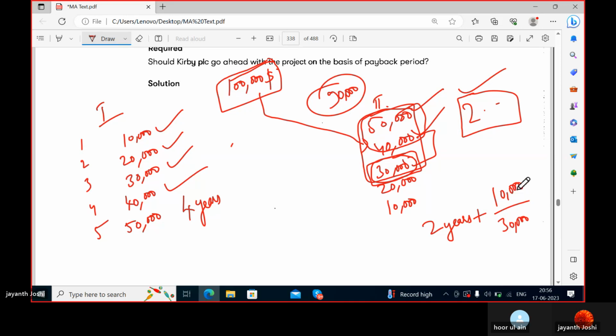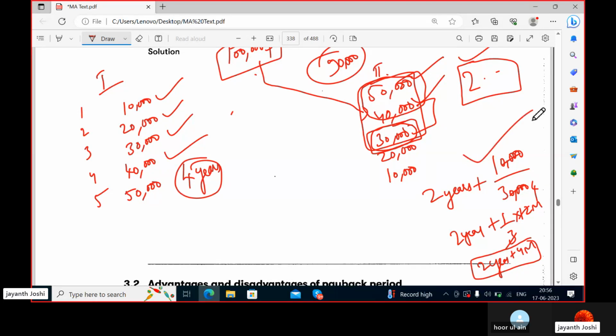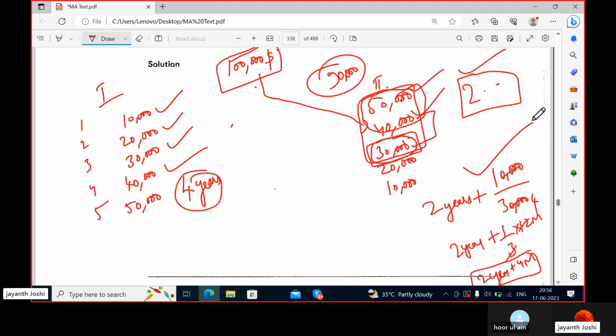And I will calculate this. I'll get 1 by 3. So 2 years plus 1 by 3 of what? 12 months, I will take 4. So 2 years, 4 months, it will take for me to recover my 100,000, and here it is taking 4 years. So this is better. Okay. But there's a twist here. That's the only problem with the payback period method.